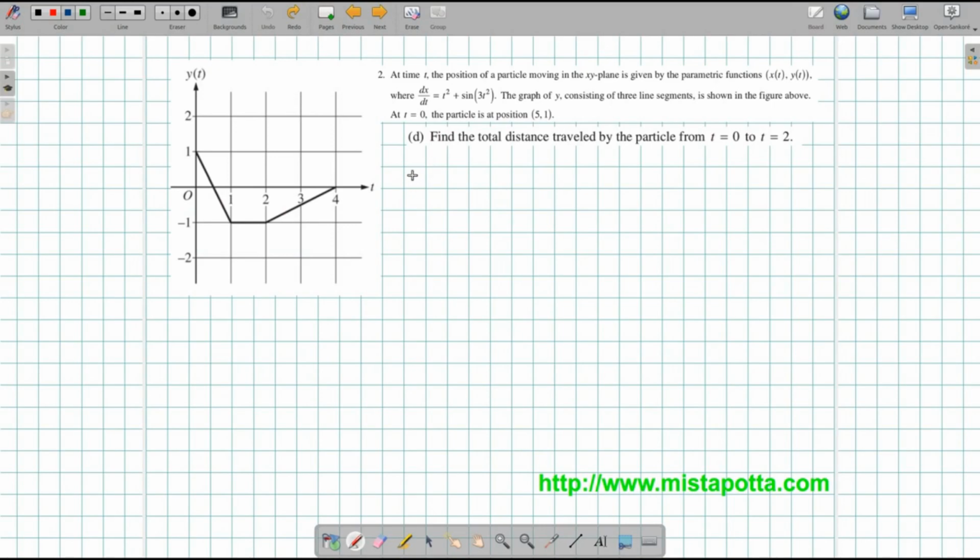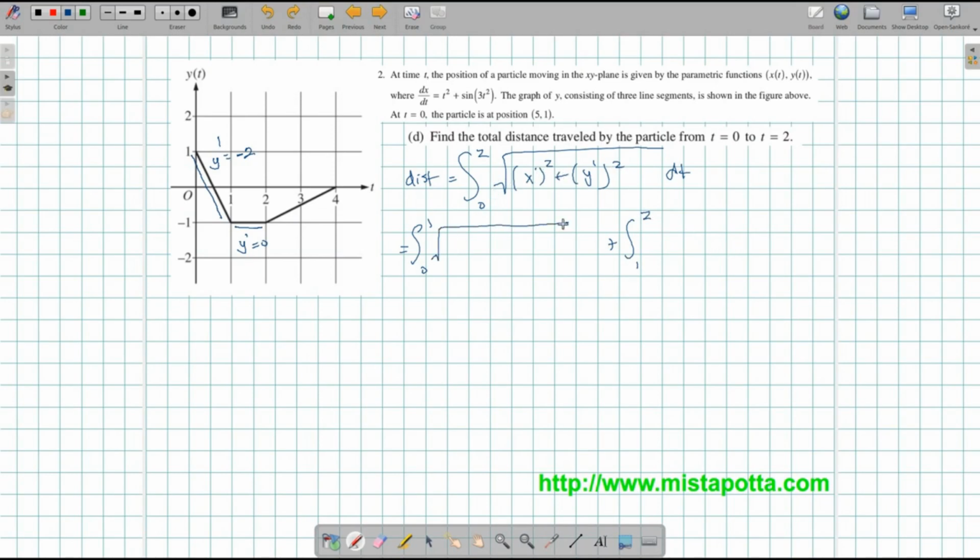Now the way we would normally find this is we would say that the distance equals the integral from 0 to 2 of that speed that we just found. So the square root of x prime squared plus y prime squared dt. The problem is from 0 to 1, y prime in this case ends up being -2. But from 1 to 2, y prime is 0. So because y prime is constant and different on these intervals, I really need to treat this as the integral from 0 to 1 plus the integral from 1 to 2 of each of these terms.